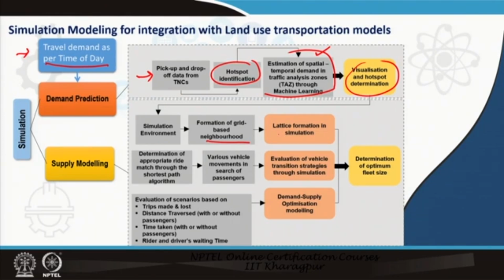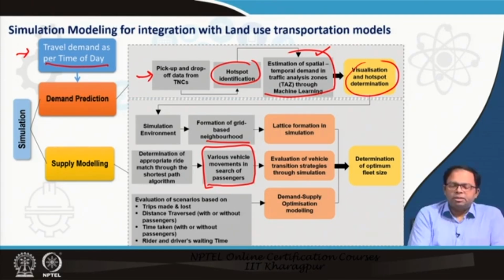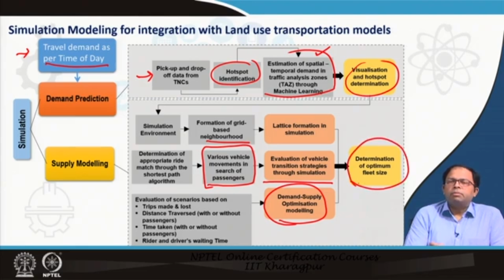And then we can program various vehicle movement strategies, like how a free vehicle searches for a passenger, whether it will wait there or move to a certain location. Based on that we can determine the appropriate ride matching algorithm, and match a vehicle with this particular demand. So we can also evaluate vehicle transition strategies by simulation, and then, based on a demand optimization model, the total demand and supply are matched, and from there we can determine the optimum fleet size.